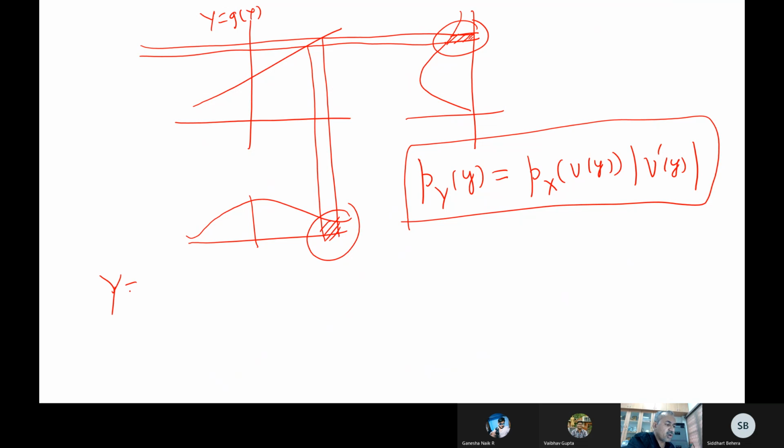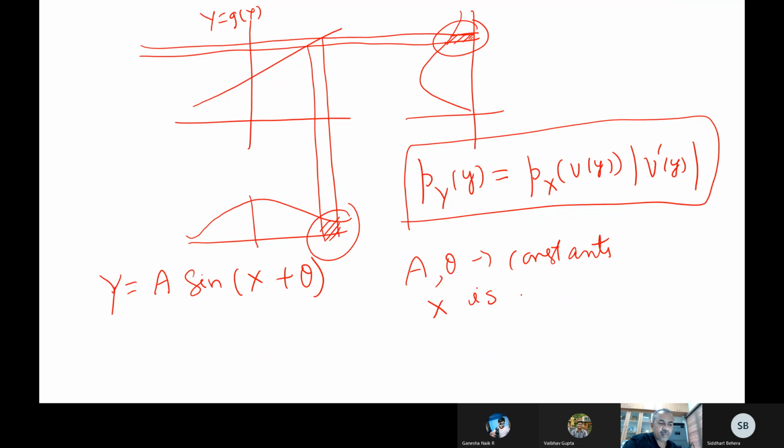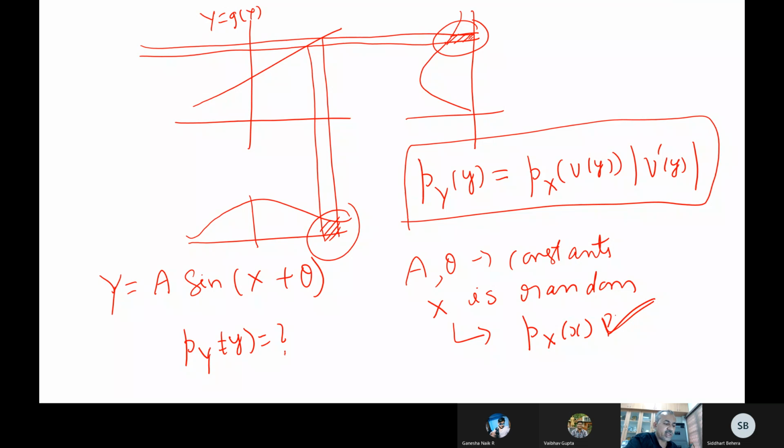Let us say y is equal to a sine x plus theta. This is a transformation. Now a and theta are constants for the time being. They are not random variables, they are just constants, there is only one number. X is random, and it has its probability density function, p x of x, which is known to us. Now I have to find out what will be the probability density function of y. This we have to estimate.